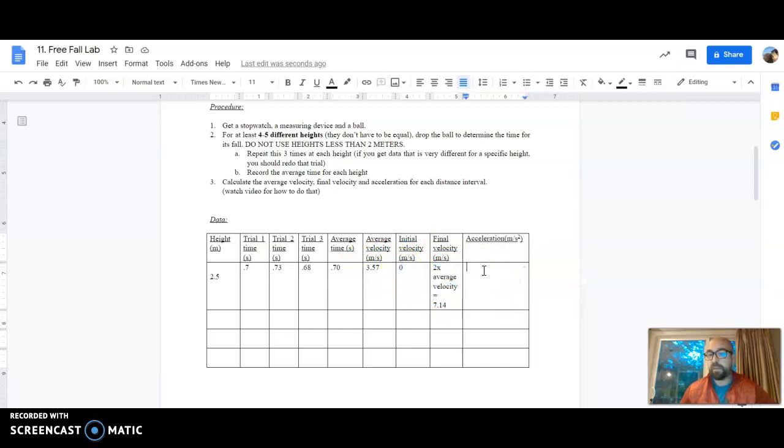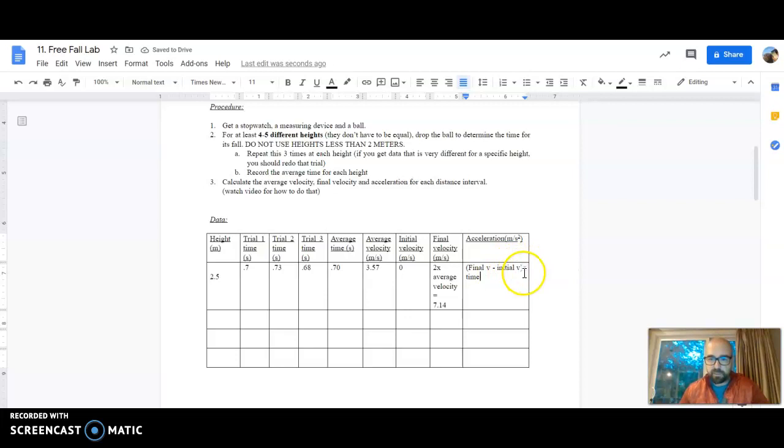Then when I calculate my acceleration, I look at my change in velocity over time. We know that as the definition of acceleration. To figure out my change in velocity, I take my final velocity minus my initial velocity, and I have to do that first, so I'm going to put those in parentheses. And then I divide that by time.